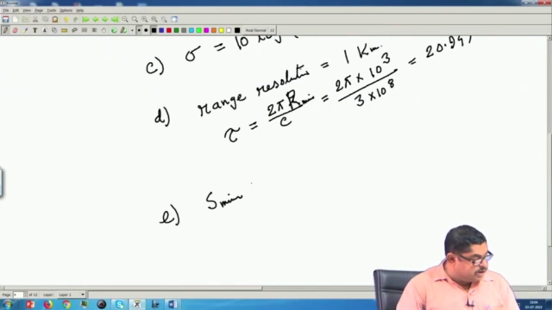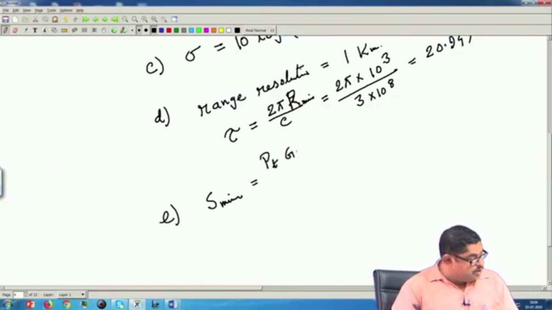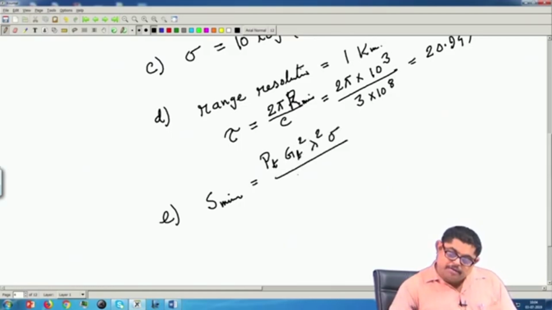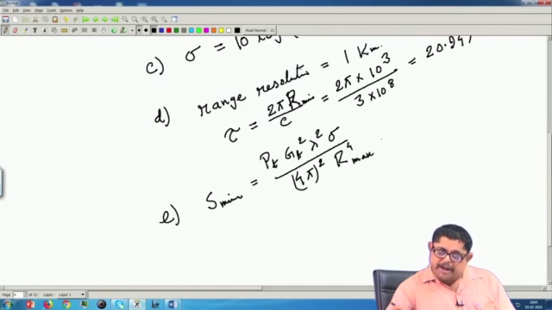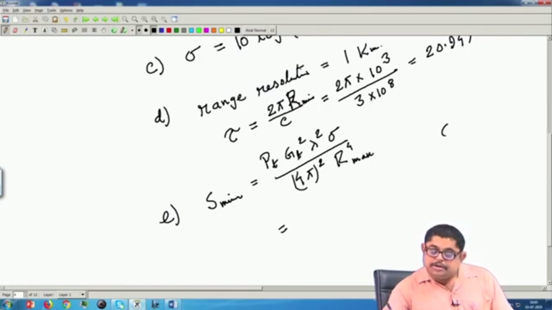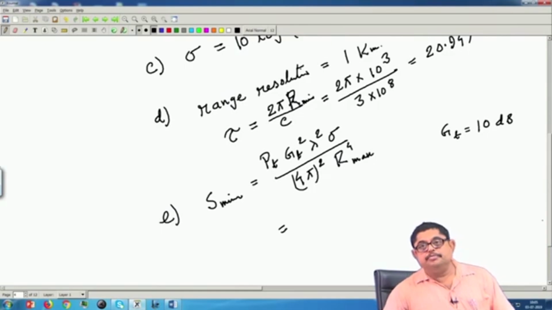And the last part is some calculation: what is the receiver sensitivity. So, basically, S min we know is given by Pt Gt squared lambda squared sigma by 4 pi cube R to the power 4. This R should be R max, in this case the distance to the moon, you consider that. If g t value is not given, assume Gt is 10 dB typically.